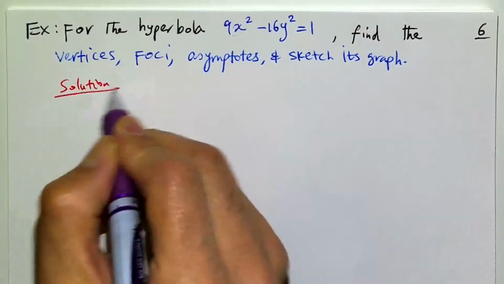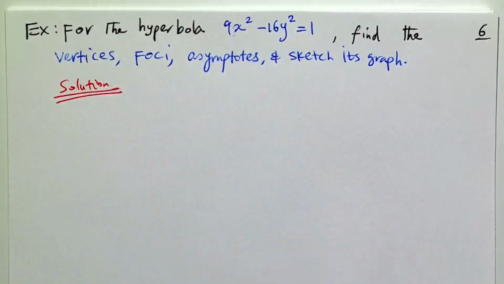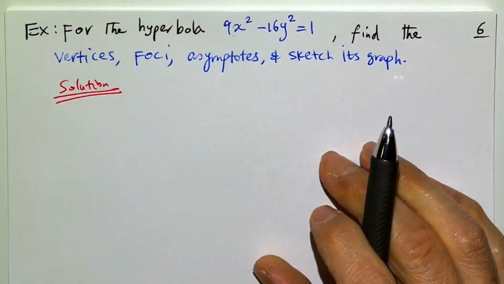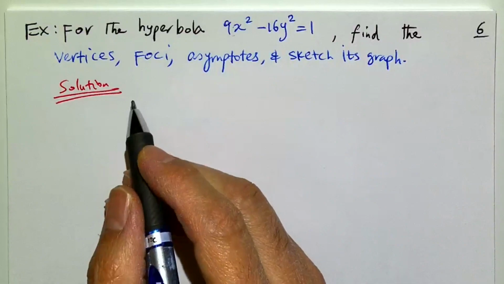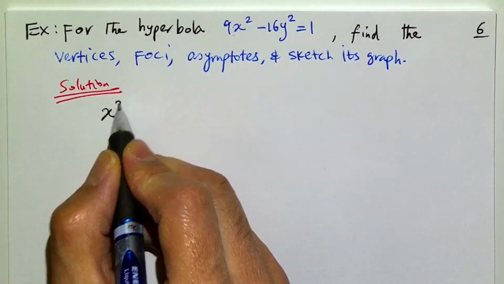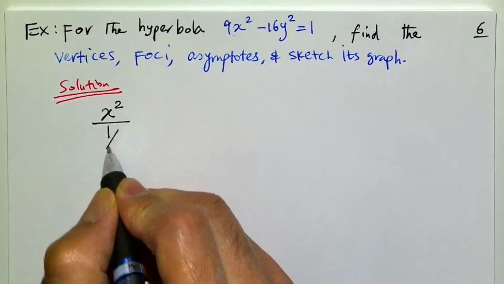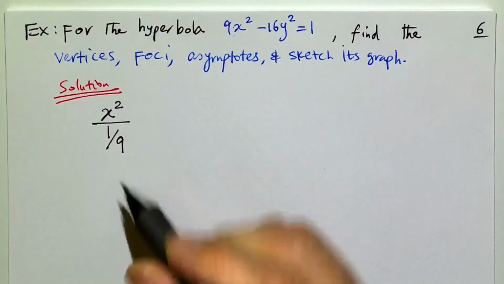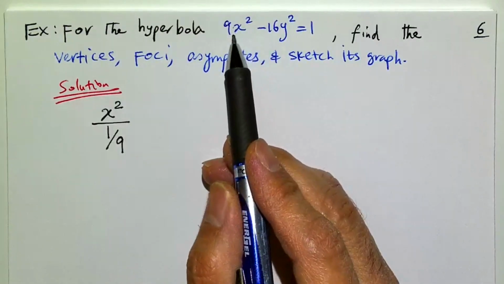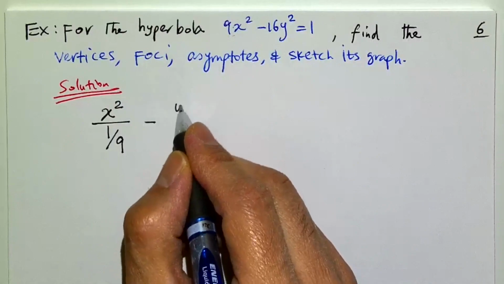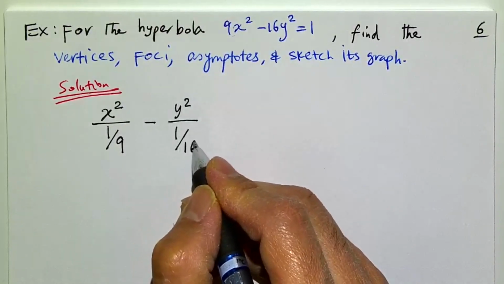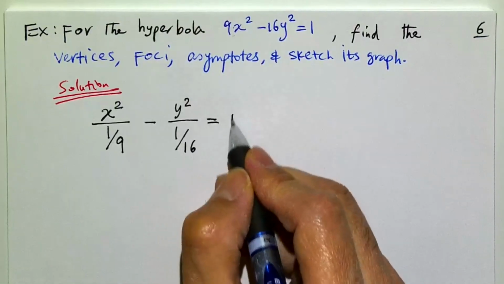All we have to do is just rearrange the left side a little bit. So instead of writing 9x squared, we're going to write it this way. We have x squared divided by 1 over 9, right? It's a complex fraction, but if you simplify it, you'll get that. Minus y squared divided by 1 over 16. And that is equal to 1.